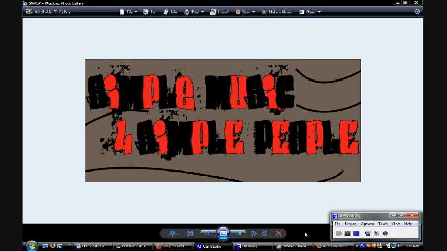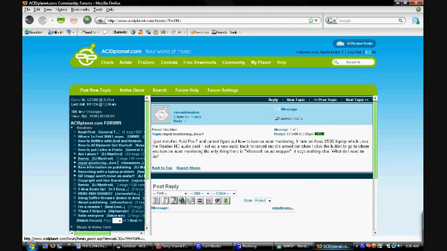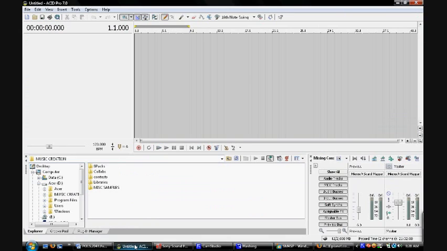Now, we have a question that has been presented on the AcidPlanet.com forums. There we go. This is by RiseAutomation, and he's asking, how do we use input monitoring on AcidPro 7.0? Now, that's a very good question, because AcidPro 7 makes it a little bit more difficult than AcidPro 6 and earlier generations. So let's go ahead and go over here to 7.